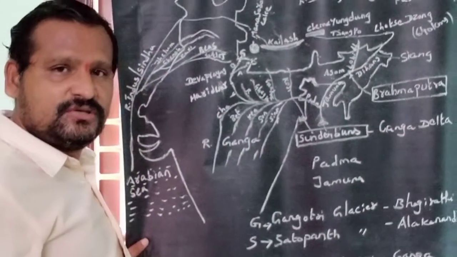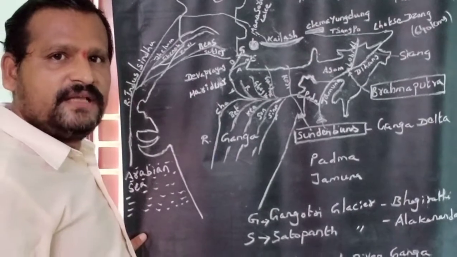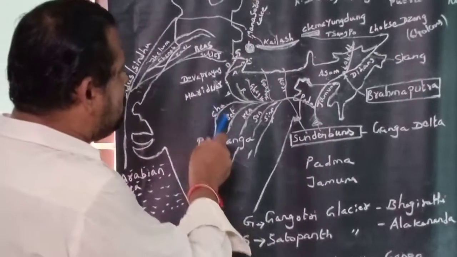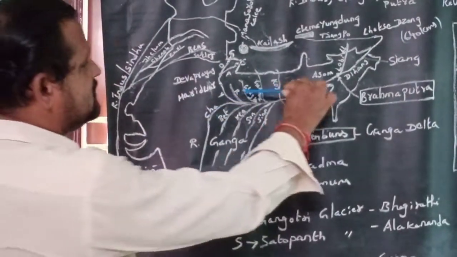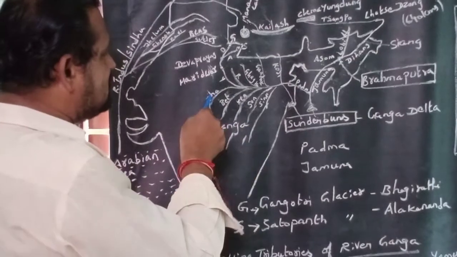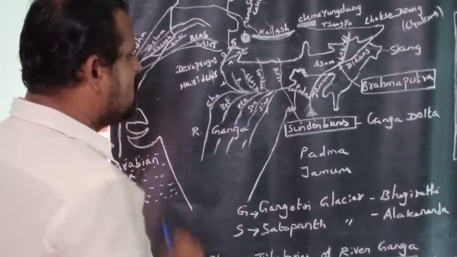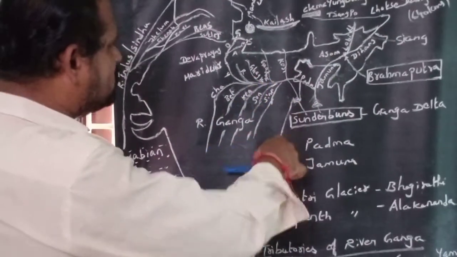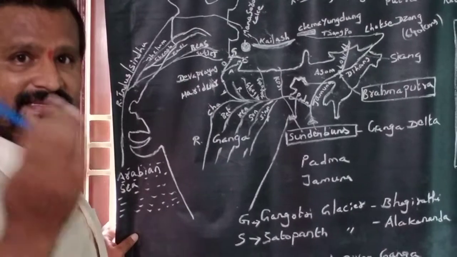In the exam, I may ask you, mention the south flowing tributaries of River Ganga. You may write what you know: Chambal, Betwa, Ken, San, Sind. You get confused, you may think this is north and this is south. Hence you consider this is south and write the answer that Chambal, Betwa, Ken, San, Sind are the north or south flowing tributaries of River Ganga. If you write like this, the answer is wrong.